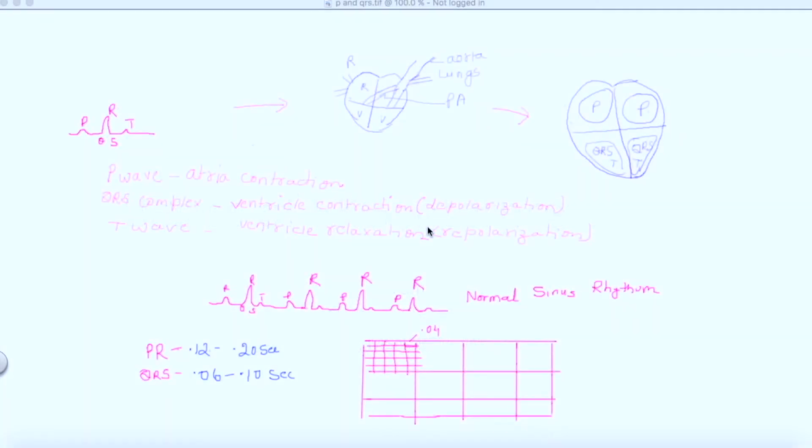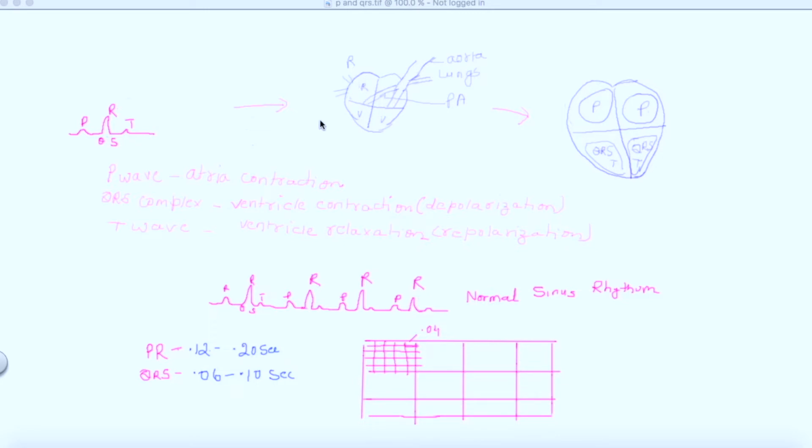Good morning. I'm going to talk about EKG today. It's ECG or EKG. Let's see, we have a heart structure. So this one is the right side and that's the left side. There are four chambers: two atria and two ventricles.